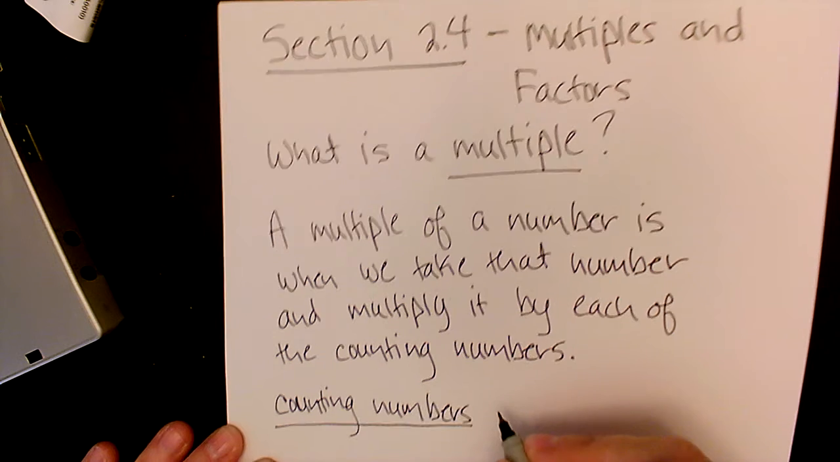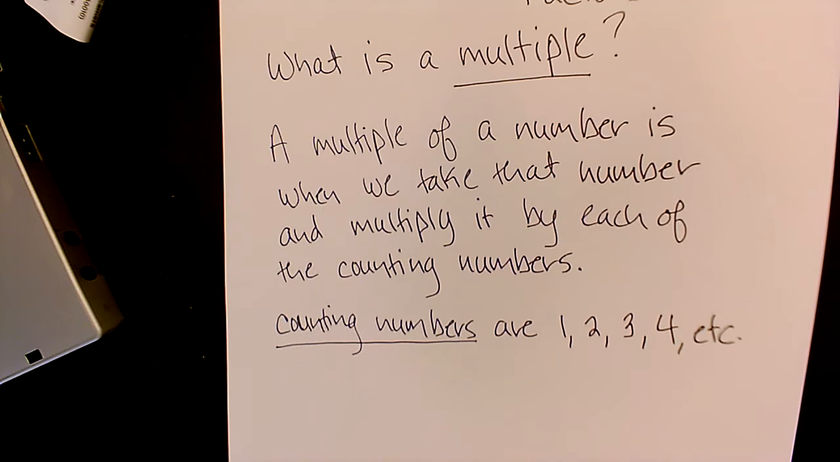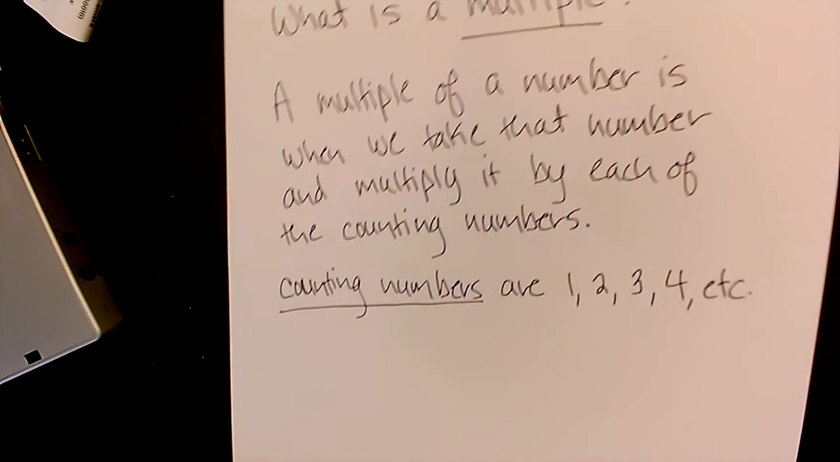Let's review that. So the counting numbers are 1, 2, 3, 4, 5, and so on. So there's so many counting numbers that in the homework they only want the multiples. They might ask for the multiples under 50, the first 3 multiples, the first 4 multiples. So let me give you an example, because I bet you this is not making sense.